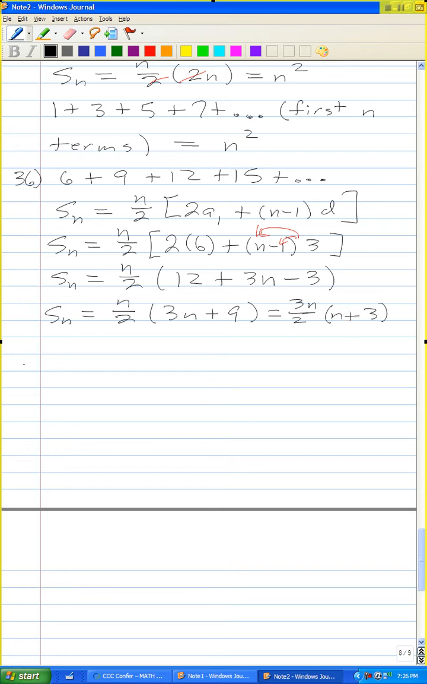So if you add up 6 plus 9 plus 12 plus 15, and you add up the first n terms, you get 3n over 2 times n plus 3.